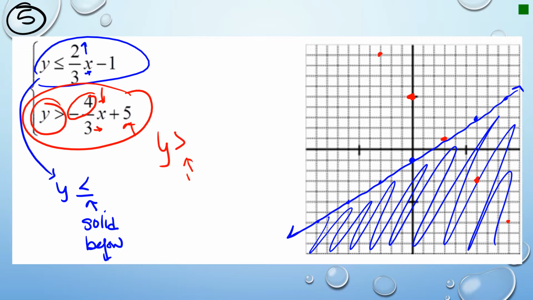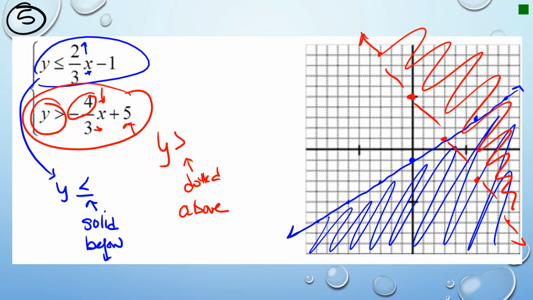There is no line, so it's going to be dotted. And I'm going to shade above. So here's my dotted line. Here's above. Where do they cross? In this area over here. Remember, if you were asked for a point in the solution set, any point over here works, any point on the blue line works, but any point on the red line does not.